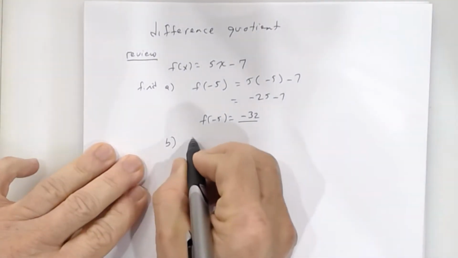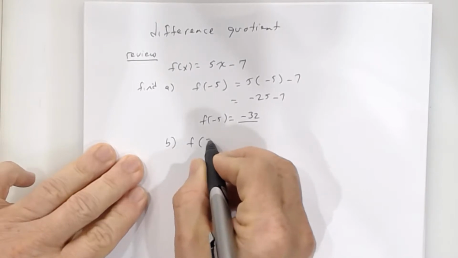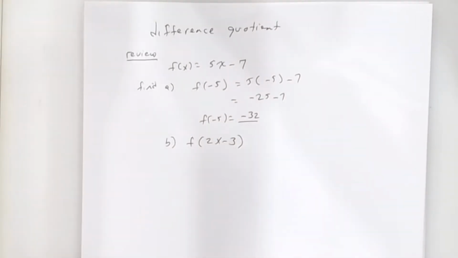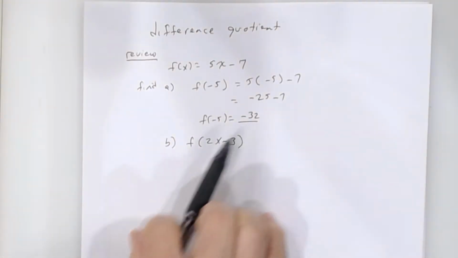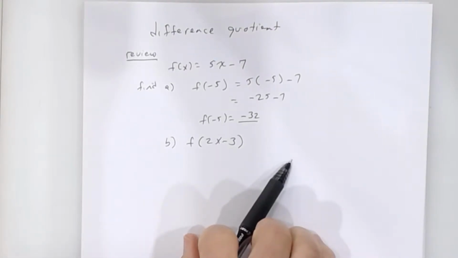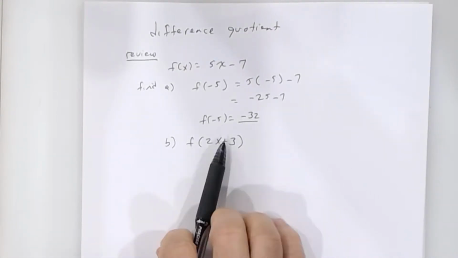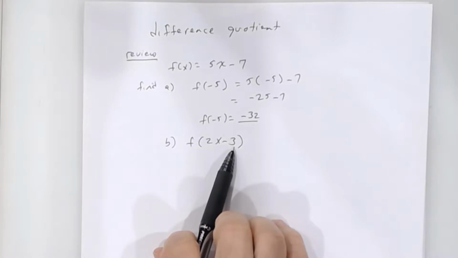All right, so then we also did this. We also did find f of 2x minus 3. So this time I'm evaluating f of x at an expression, a variable expression. In part A was a numerical expression. So I substitute a number, I ended up with a number. Here I'm going to end up with a variable expression because I'm substituting a variable expression.